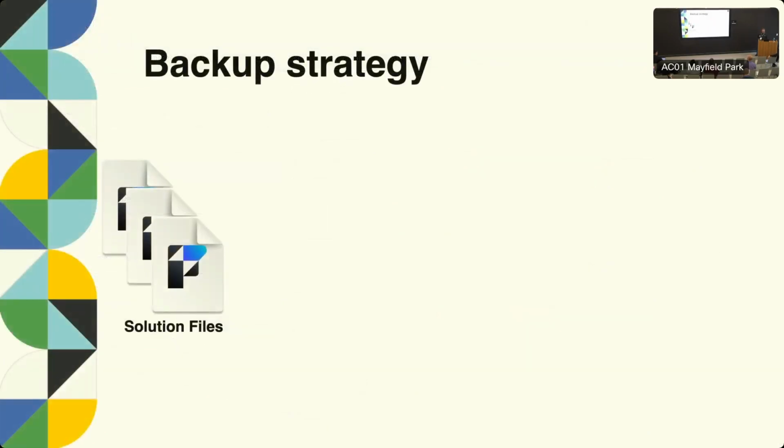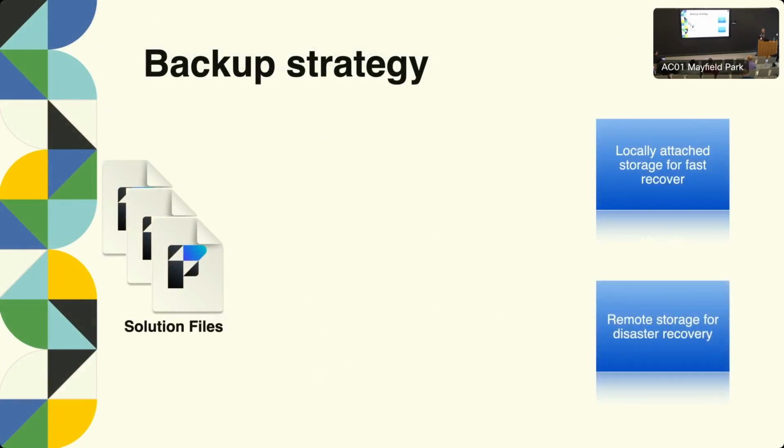All right. So a little bit about, we are running out of time, so I'm just going to run through a little bit here. The backup strategy. As I said, there's locally attached storage. That's the backup disk on the server for fast recovery. And then you should have a remote storage for disaster recovery. So that is if something really goes bad, right?